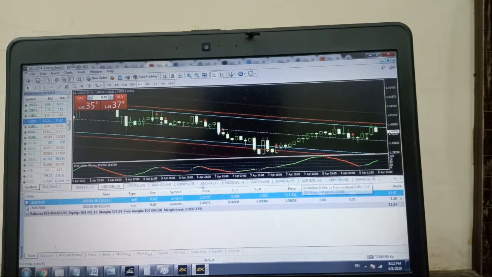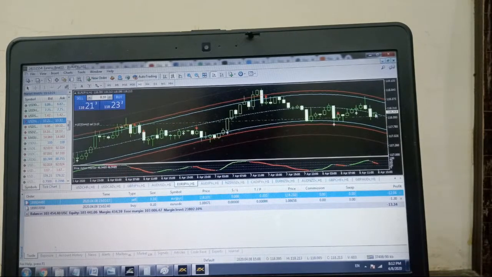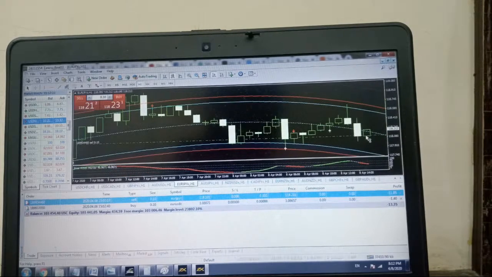Okay, now let's go to Euro JPY. Euro JPY is pumping up, guys. Look at here. That could be the fake signal. The system is great. That's the recommendation by the Graham. You can see on the screen, guys.